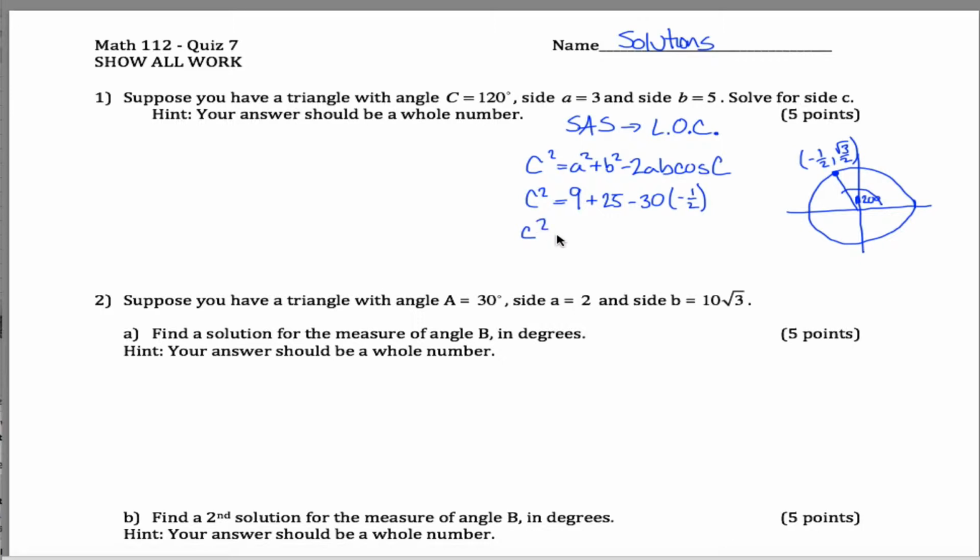So we have that C squared is 9 plus 25 is 34, minus 30 times negative 1/2. Well, the negative and the negative will make it a positive, and 30 times 1/2 is 15. So C squared is 49, and therefore C is equal to 7. Plus or minus 7, I suppose, except since we're talking about the length of a side, it's got to be a positive number. You have no idea how long it took me to make this a whole number with no square roots in it.